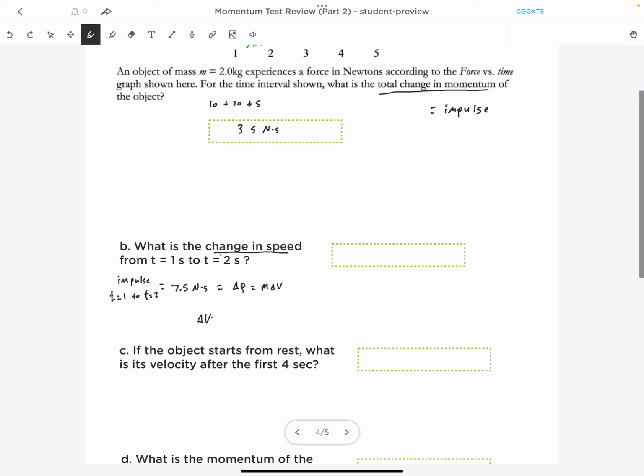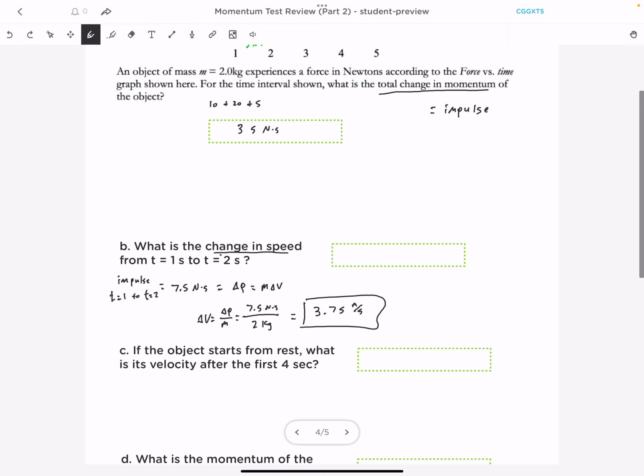So another way to write this is delta v is equal to delta p divided by m. Delta p has to equal 7.5 Newton seconds. And we're going to divide that by the mass of the object, which is 2 kilograms. And we end up with a change in velocity of 3.75 meters per second. So you solve that one.